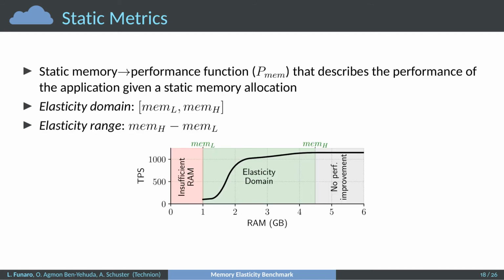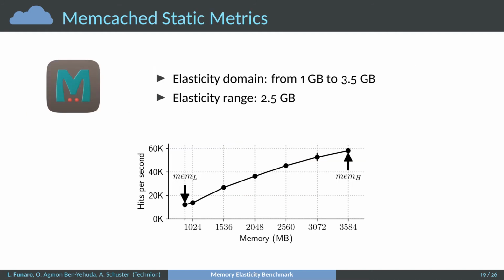First, we look at static metrics, those that measure static scenarios. In the graph we see the memory to performance function called pmem. It shows what will be the performance of the application given different memory limitations. It also shows what is the minimal memory the application can function with, and what is the maximal memory that the application can still use to improve its performance. Let's look at memcached for example. In our memcached workload, its elasticity domain was from 1 to 3.5 GB. This means it has an elasticity range of 2.5 GB.